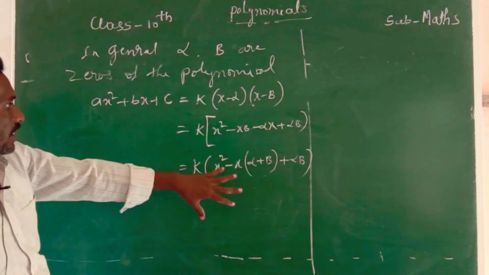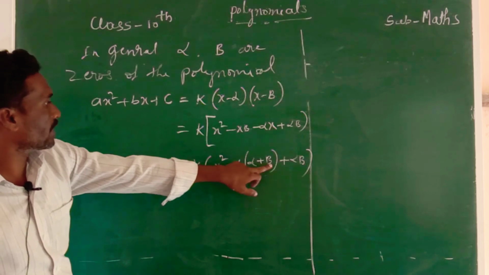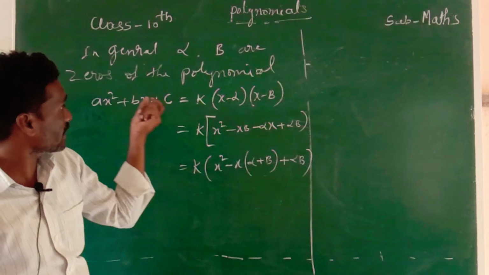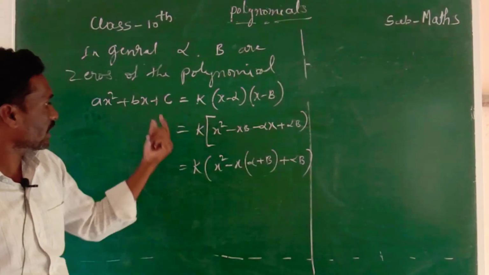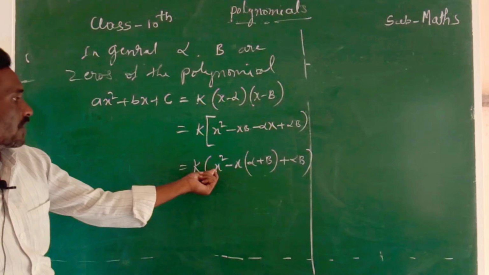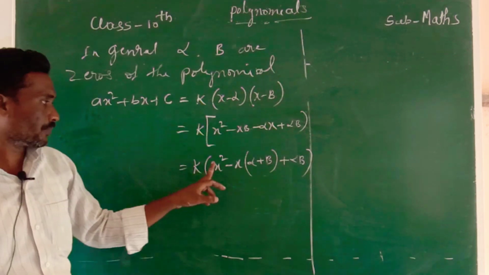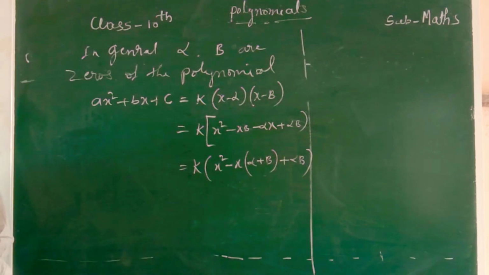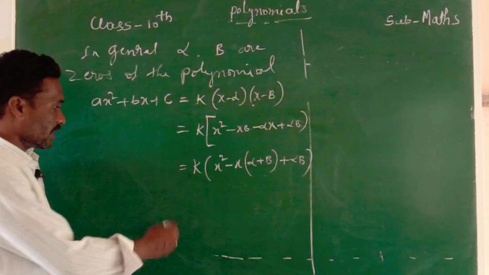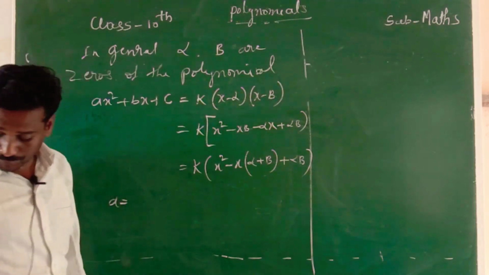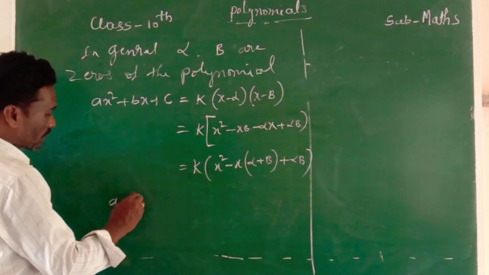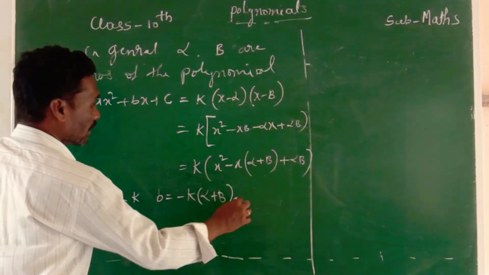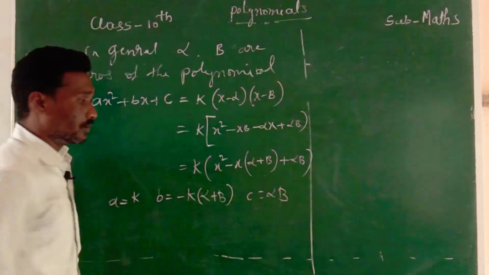By comparing this, we come to know that minus of alpha plus beta is b, alpha into beta is c, and the coefficient of x square is a. After multiplying with k, by comparing, I can write a is equal to k, b is equal to minus k times alpha plus beta, and c is equal to k times alpha into beta.